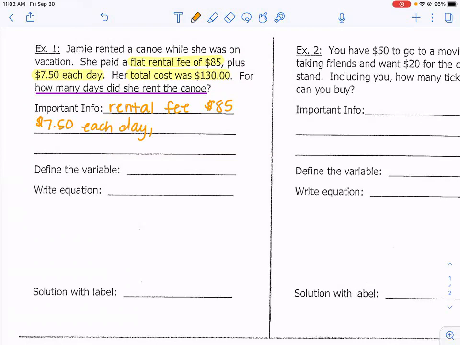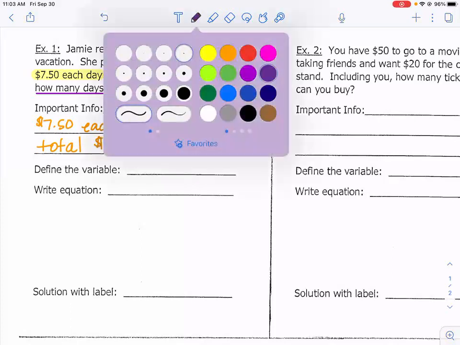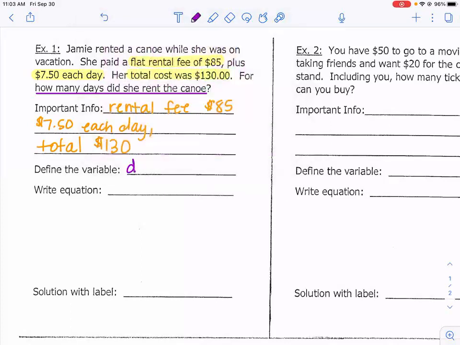Every time I say per, it just sounds good. And then she had a total cost of $130. So there's our important information. Now we underlined the question, how many days did she rent the canoe? So when we go to define our variable, what's it going to represent? How many days? So I'm going to make it D: days she rented the canoe.